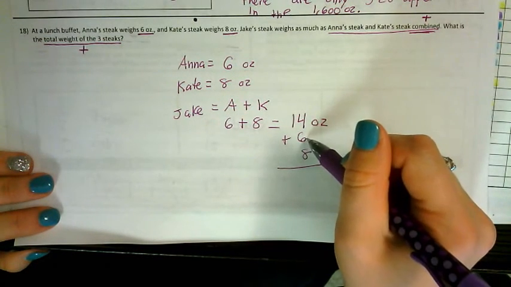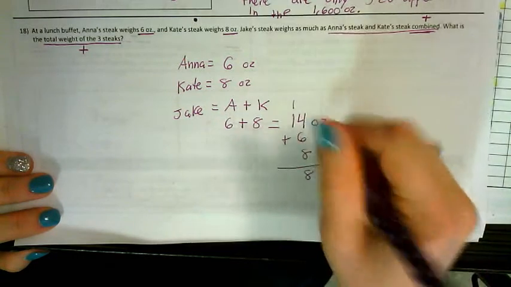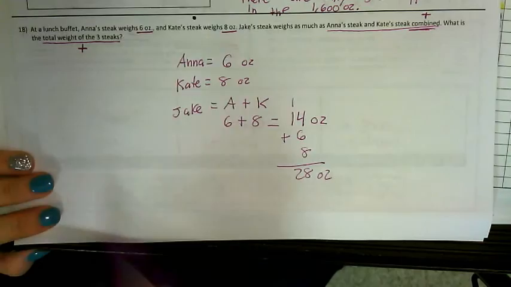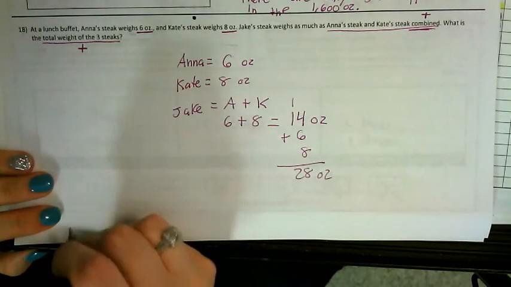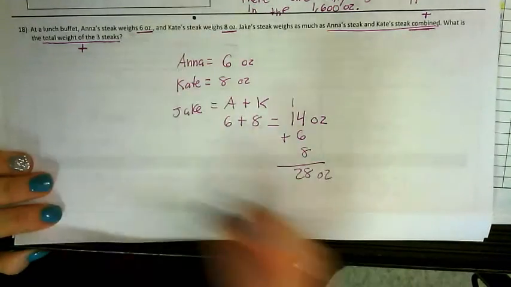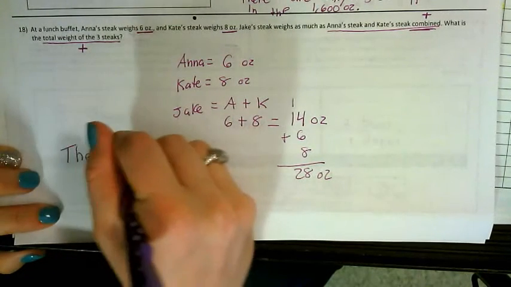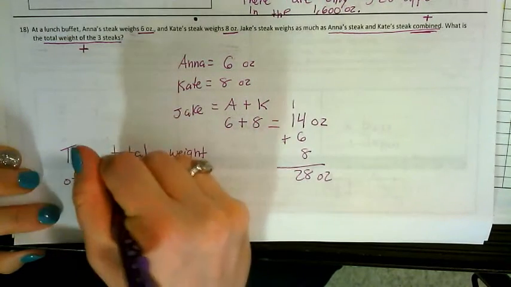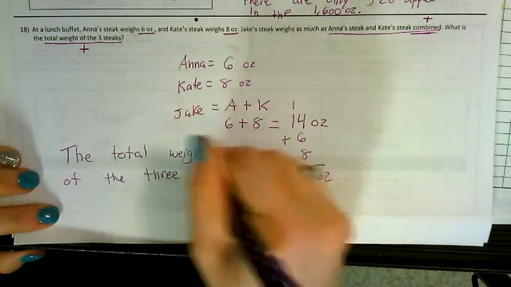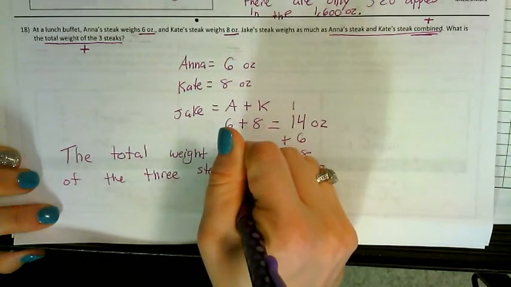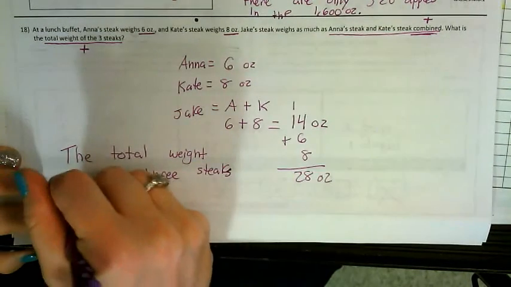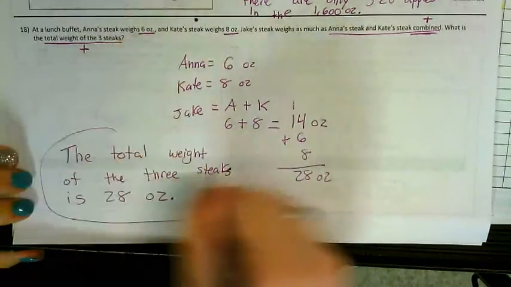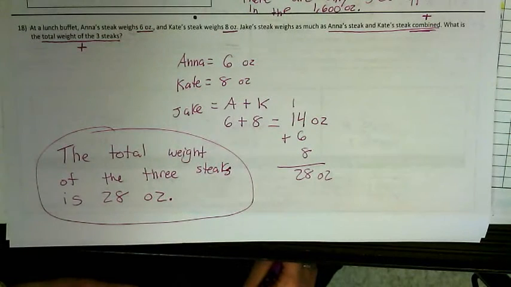4 plus 6 is 10, plus 8 is 18. Carry the 1. 1 plus 1 is 2. So my answer is 28 ounces. But if there are words in the problem, there's words in my answer. So I'm going to use P of Q. What is the total weight of the 3 steaks? The total weight of the 3 steaks is 28 ounces. Circle it so Miss Ross knows where to look.